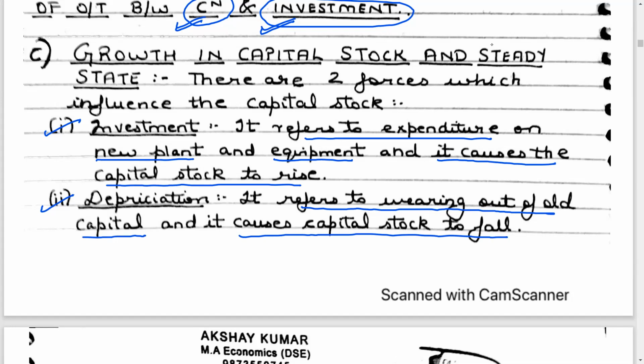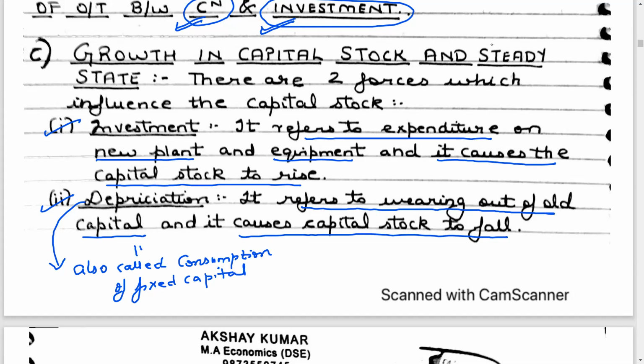Okay, so investment on one hand is causing the capital stock to rise. Depreciation, also called consumption of fixed capital, students should know this, causes the capital stock to fall, because every year capital is getting depreciated. The old capital is getting depreciated. It's losing its value.